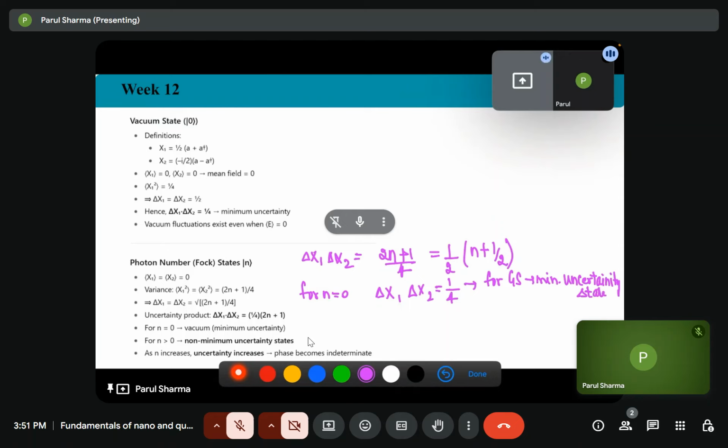And for n equals to 1, it is 3 by 4. That is, for any other state with n greater than 1, it doesn't have the minimum uncertainty state.